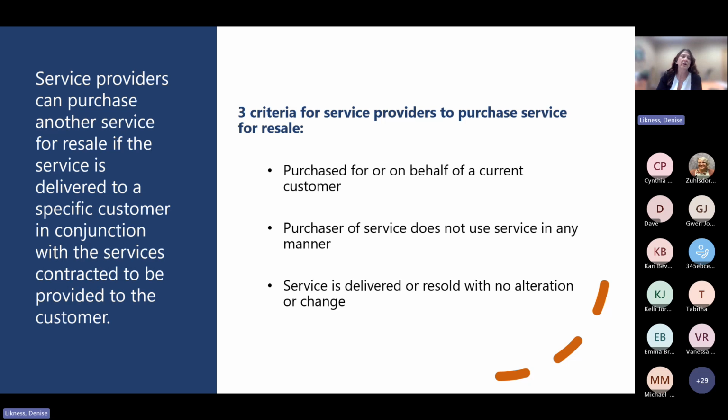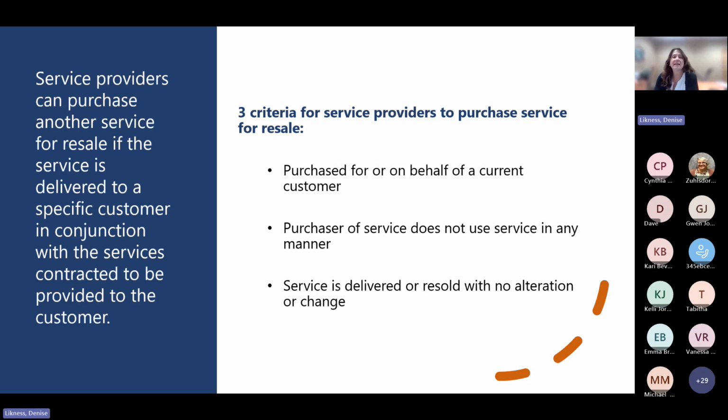There's three criteria for service providers to purchase service for resale. Service providers can purchase another service for resale if the service is delivered to a specific customer in conjunction with the services contracted to that customer. I'll give you an example because that's a lot of words. I always give examples, and some people think it's crazy, but it's just the way that I learn.